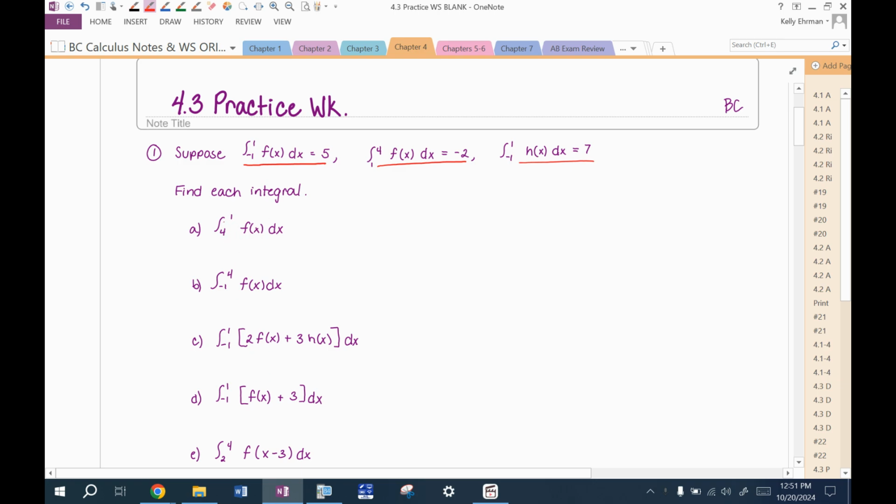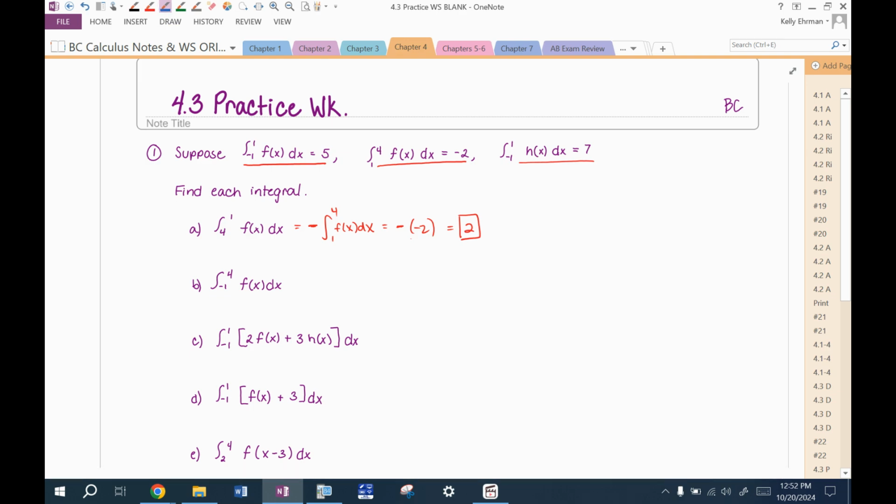So if I switch this, so it's the integral from 4 to 1, that should just be equal to the negative integral from 1 to 4 of f of x dx. So that's equal to -2. So positive 2. You don't have to show me the negative. I'm just trying to explain my work here.